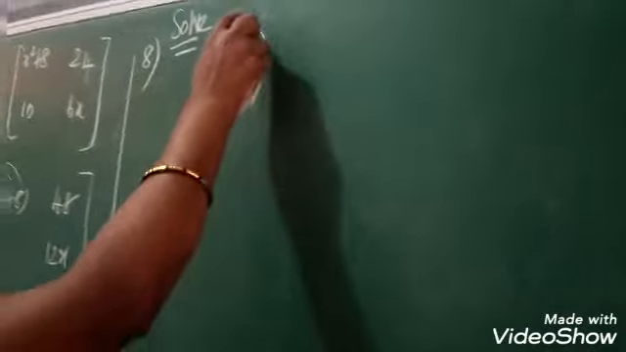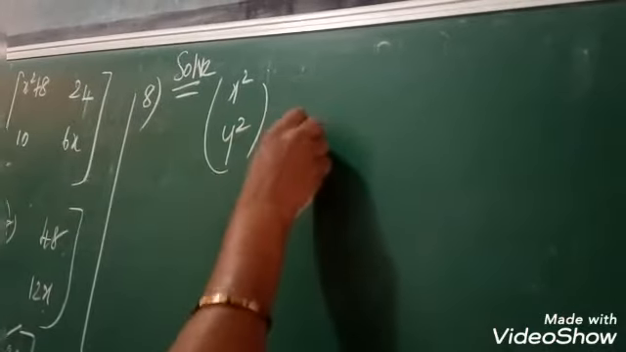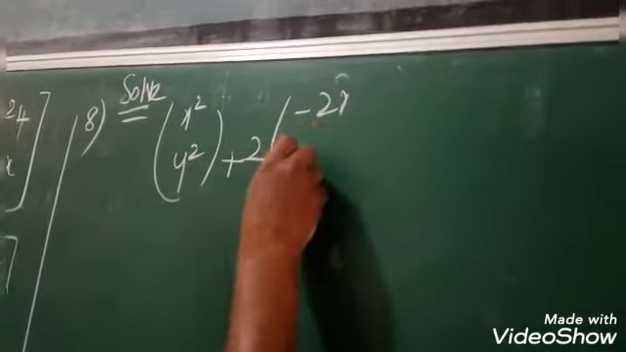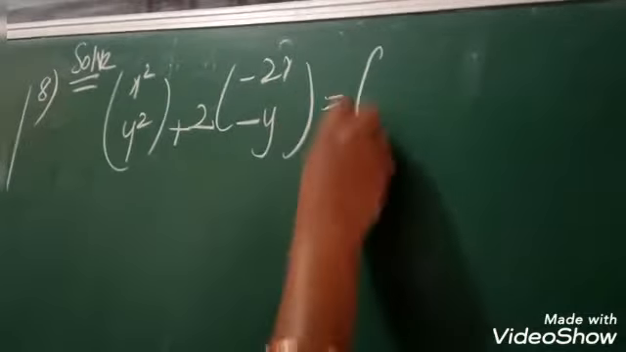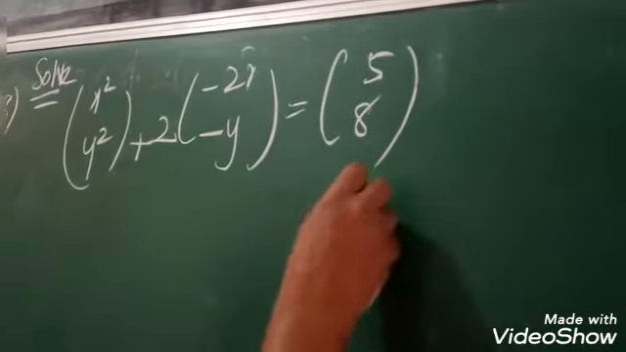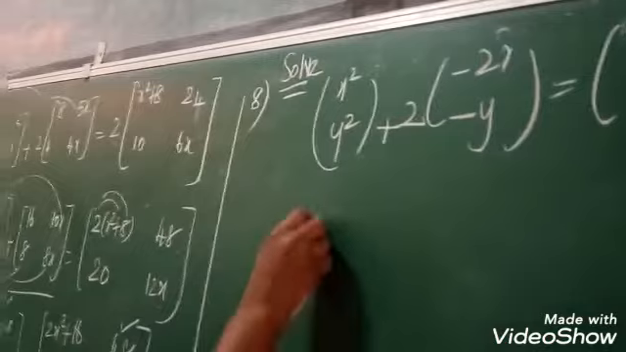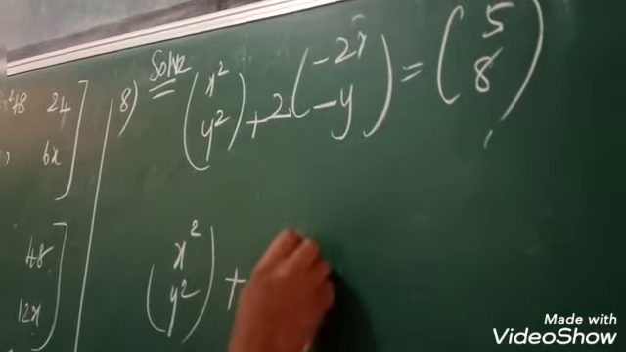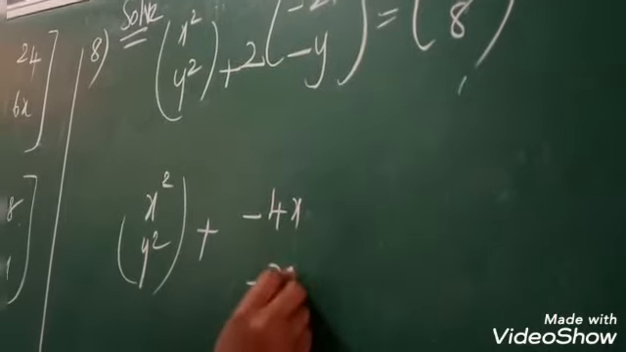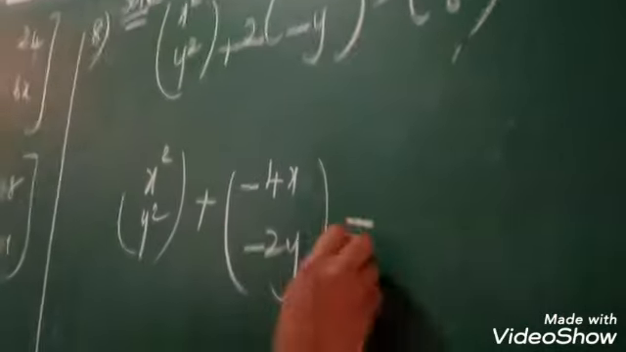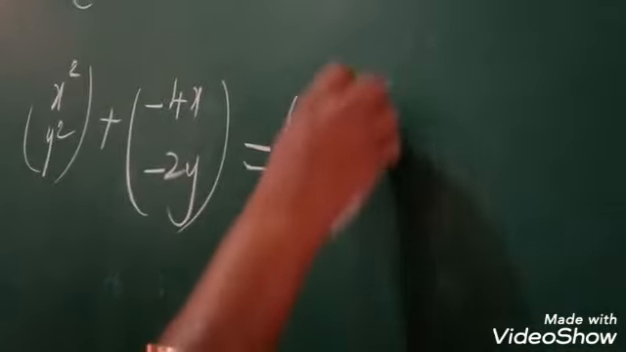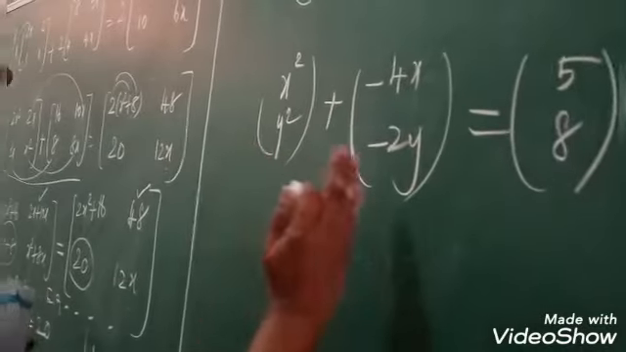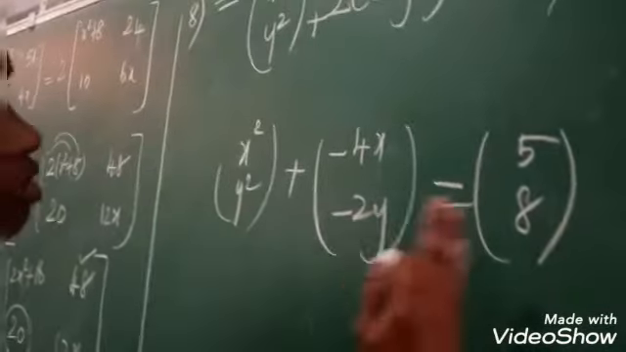The 8th sum: solve the matrix equation x squared, y squared, plus 2 into minus 2x, minus y, is equal to 5, 8. Okay girls. Now the first matrix is x squared, y squared. Then 2 should be inside, so minus 4x, minus 2y in the second matrix, is equal to 5, 8. Okay girls, all the orders are 2 cross 1.